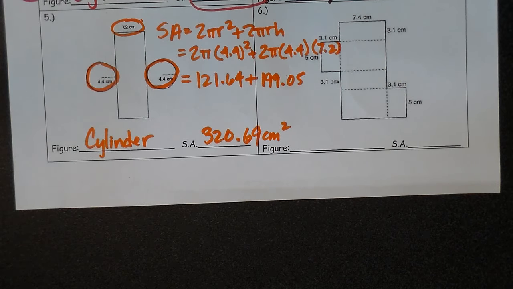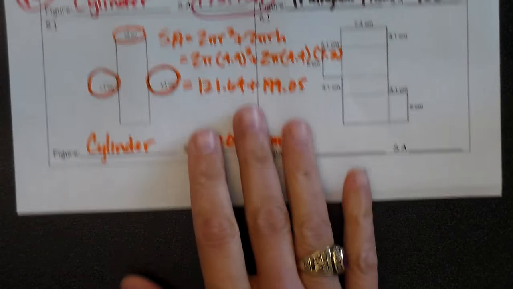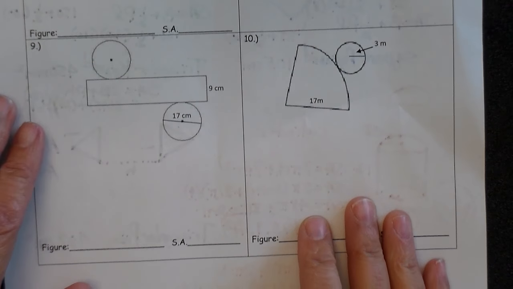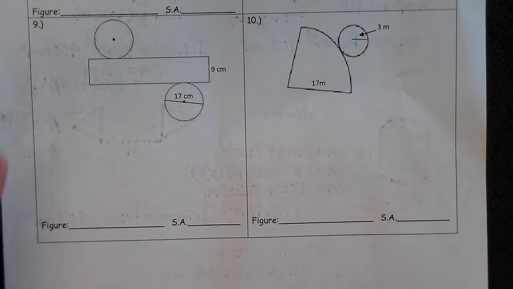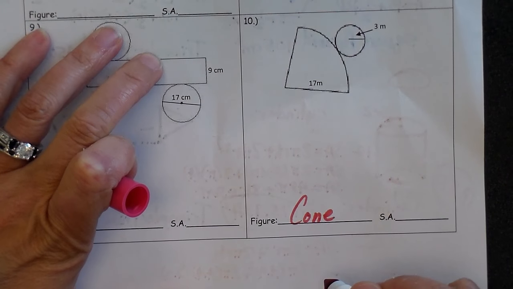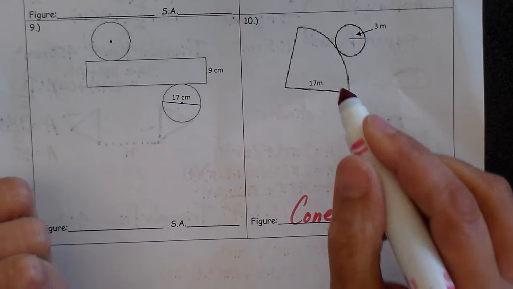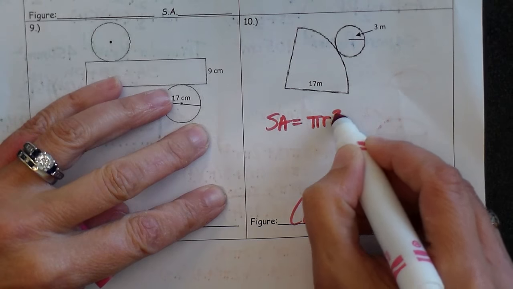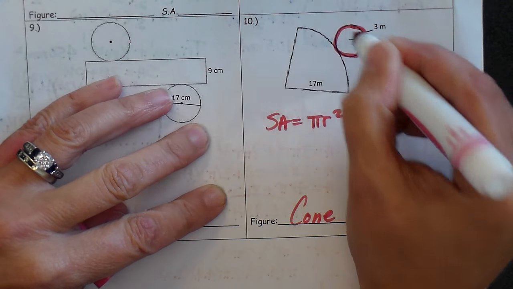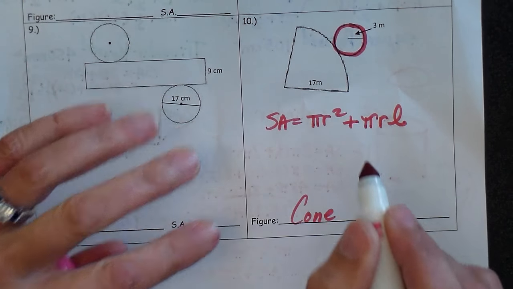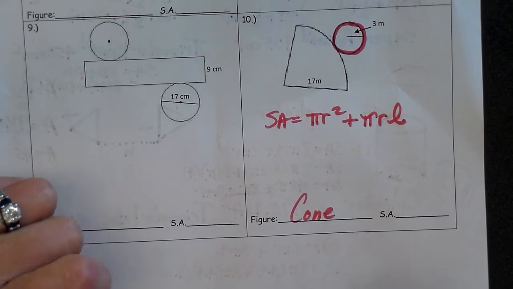Let's do one more. I'm kind of under the gun on time. We'll do a cone because we all love cones. Here's a cone. This is what the net for a cone looks like. All right, so for my cone, first of all, I'm going to call it a cone. The total surface area for a cone is pi r squared, which is your base, plus pi rl, which is your lateral, okay?